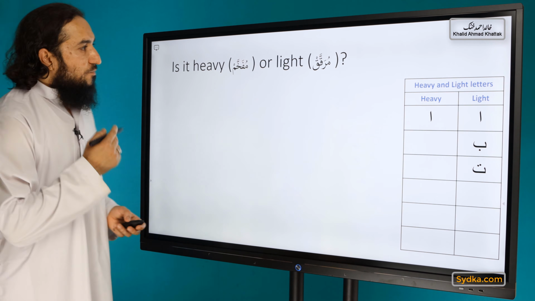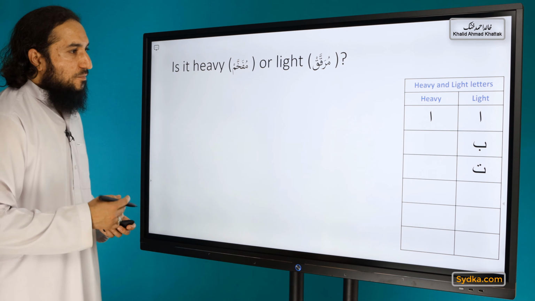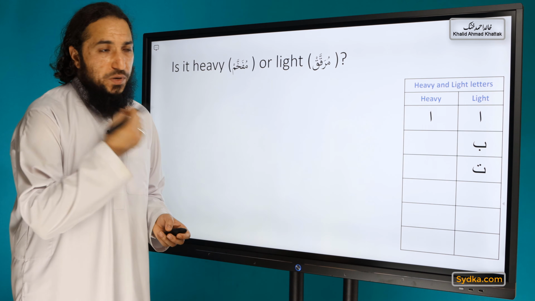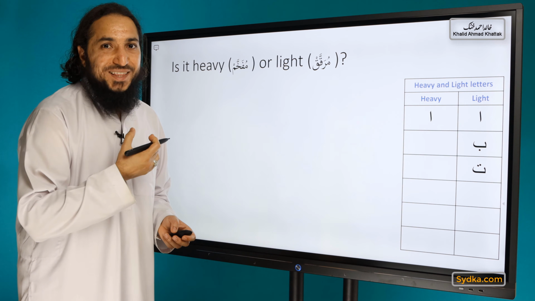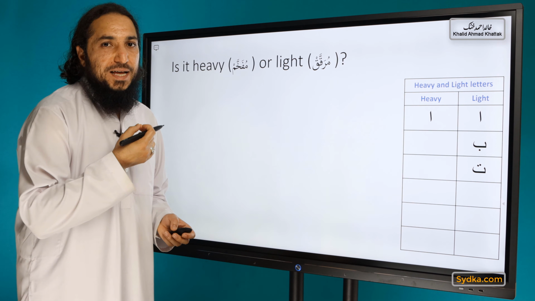Next, is it a light letter or a heavy letter? It is a light letter. So whenever we are pronouncing it, our lips and mouth should remain flat. Ta, ta. As if we are going to start smiling. Ta.